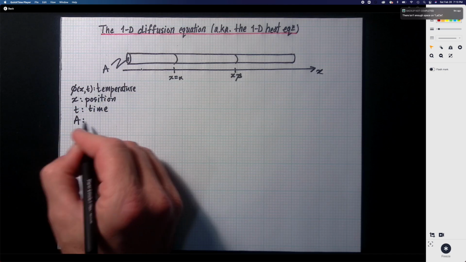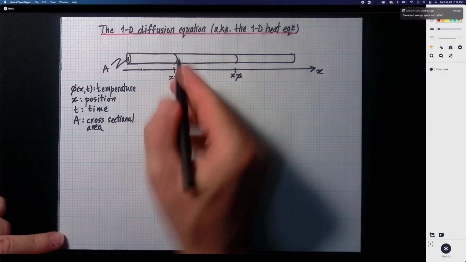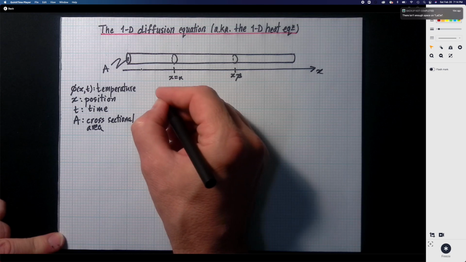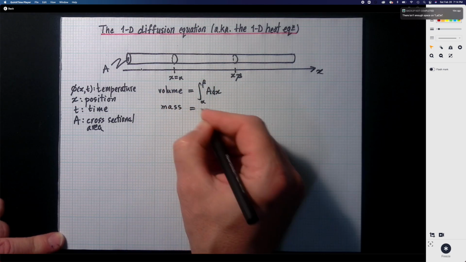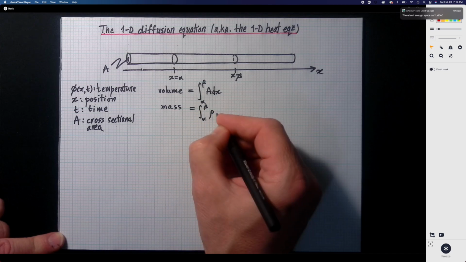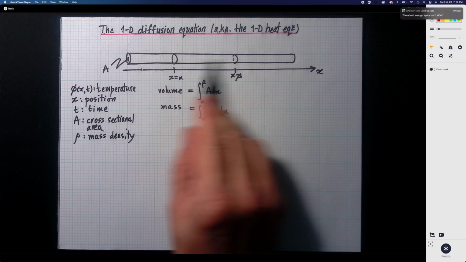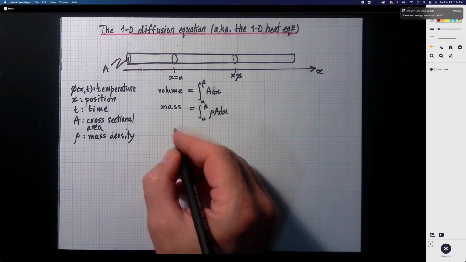A is the cross-sectional area. Now the volume of the rod between x equals alpha and x equals beta is given by A times the integral, and so the mass of the same segment of rod is given by the integral of the density. The rate of change of the thermal energy content of the rod is, by definition, going to be given by the following.